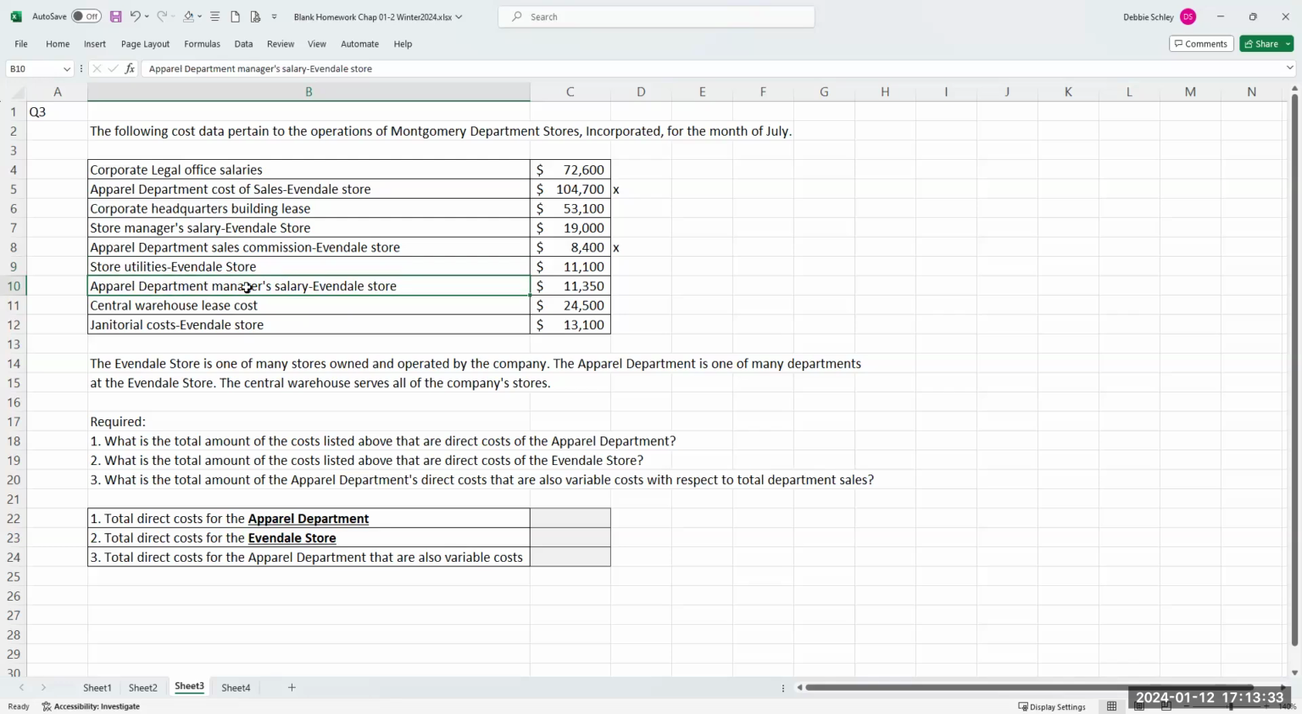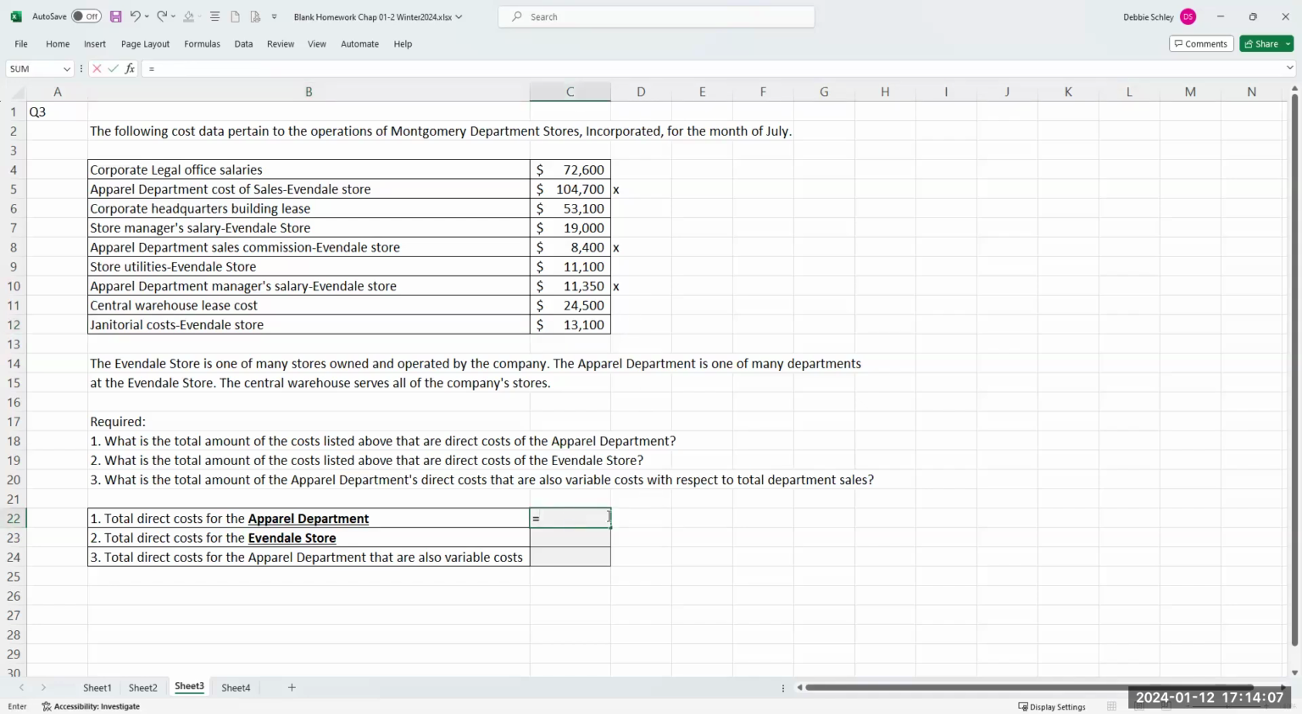Apparel department manager's salary at the Avondale store. So right there, that is tied directly to the apparel department. So I want that one. Central warehouse lease cost, that is indirect. Janitorial cost for the Avondale store. Again, this one is going to be direct if we were talking about the whole store, but we're talking about the apparel department. So it is an indirect cost for that. So we do not want that one.